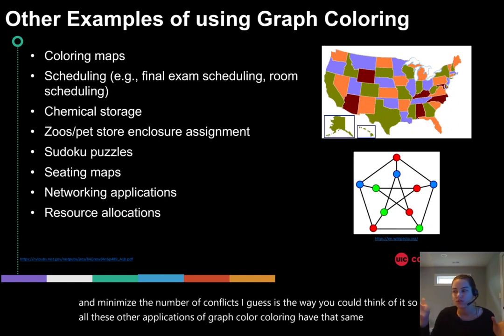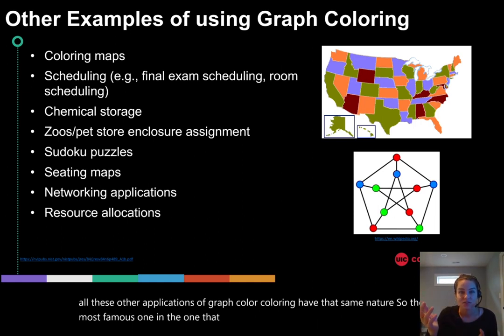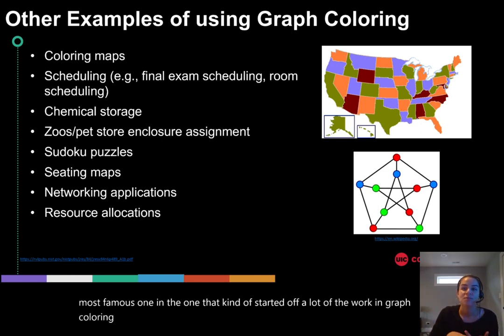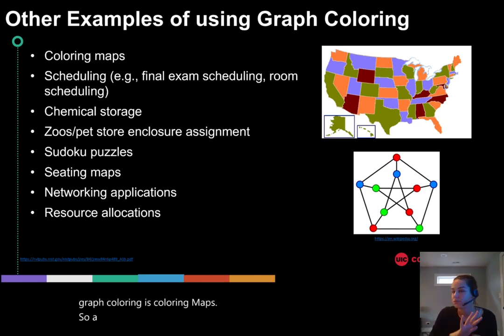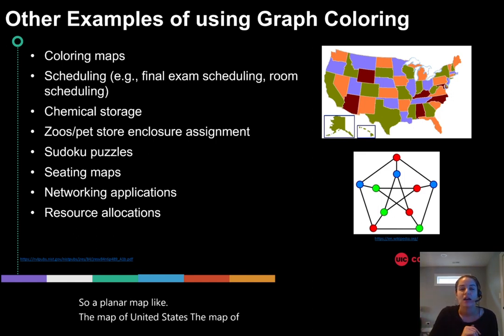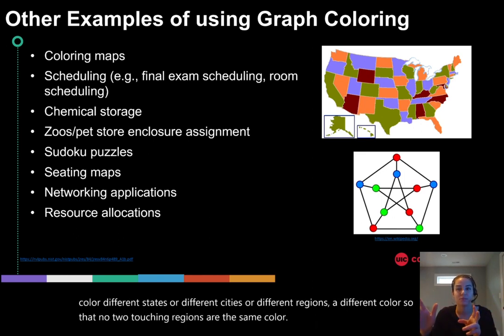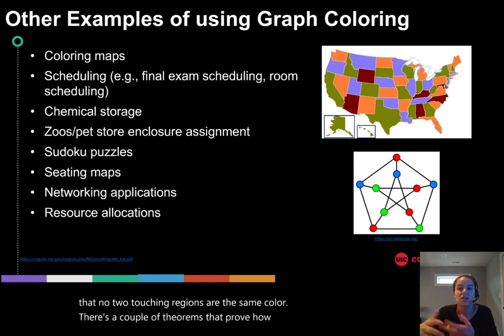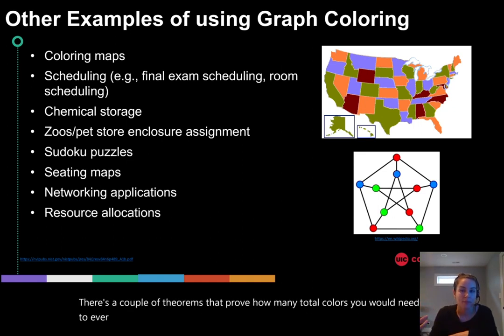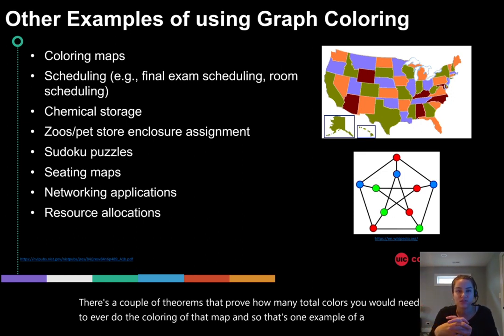So the most famous one, and the one that kind of started off a lot of the work in graph coloring, is coloring maps. So a planar map, like the map of the United States, the map of any country or state. If you want to color different states or different cities or different regions a different color so that no 2 touching regions are the same color, there's a couple theorems that prove how many total colors you would need to ever do the coloring of that map. And so that's one example of a problem that uses this idea of graph coloring.